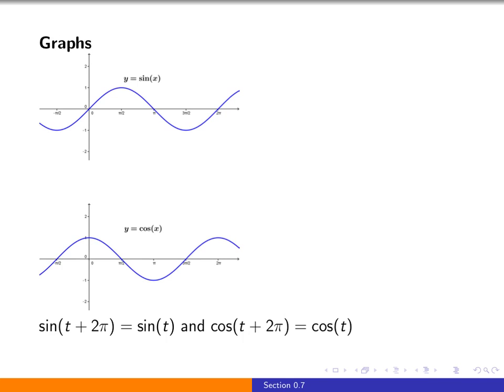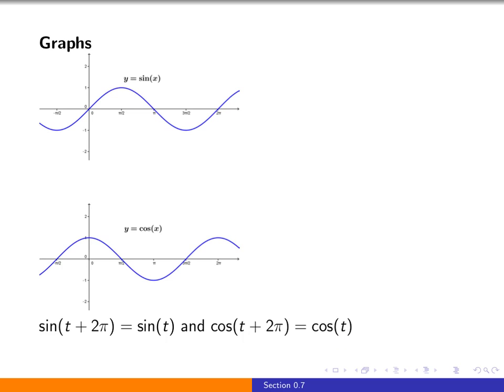In this video, we will investigate sine and cosine from a graphical perspective. So pictured here are the graphs of sine and cosine. And recall from one of the basic properties of sine and cosine, sine of t plus 2 pi is equal to sine of t, and cosine of t plus 2 pi is equal to cosine t.